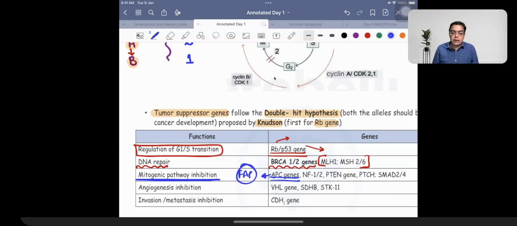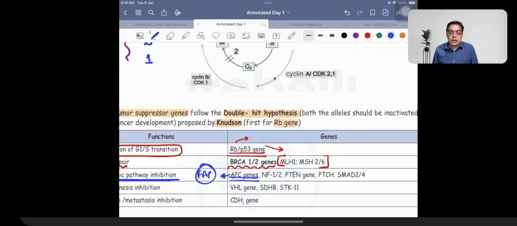Of course, this FAP is different. This is FAP syndrome, familial adenomatous polyposis, chromosome 5q. NF1, neurofibromatosis. When we are going to be talking about the PTEN gene, Cowden syndrome. PTEN syndrome, Cowden syndrome.